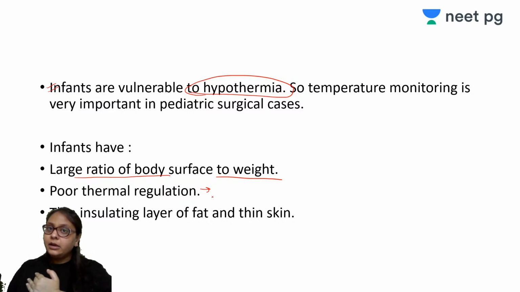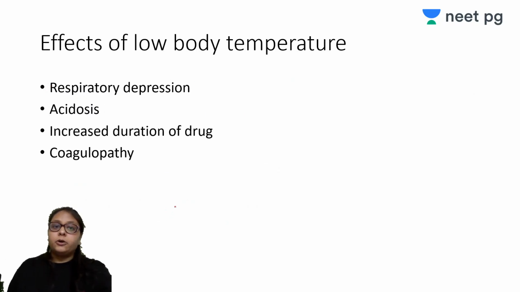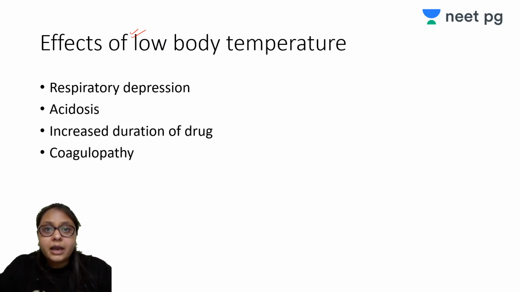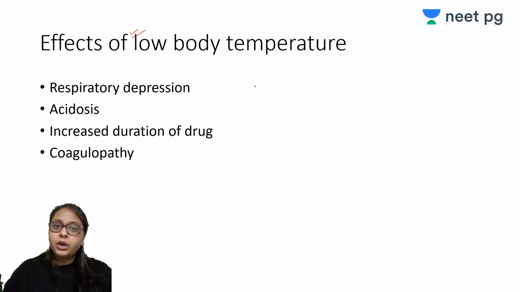Thermoregulation उनमें ठीक से develop नहीं हुआ होता है. There is poor thermoregulation and the layer of fat and skin is very thin, so insulation is also poor. Okay, now अगर पेशेंट हाइपोथर्मिक हो गया, why we are so particular that we have to do the temperature monitoring, and it is the minimum monitoring which should be done according to the ASA. Why is it so? क्योंकि अगर पेशेंट हाइपोथर्मिक हुआ तो क्या होगा?